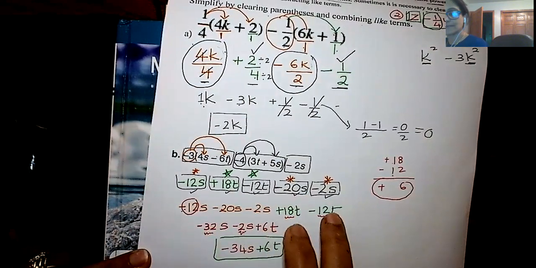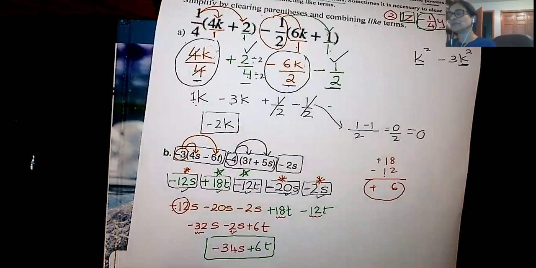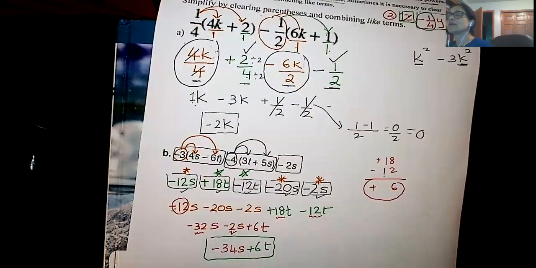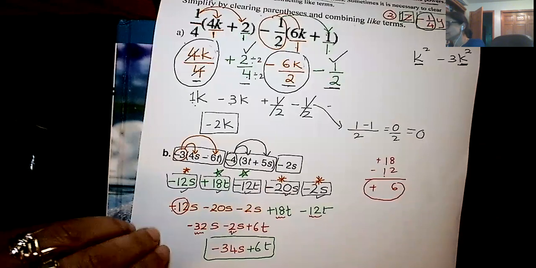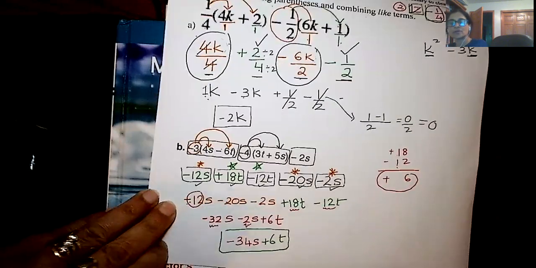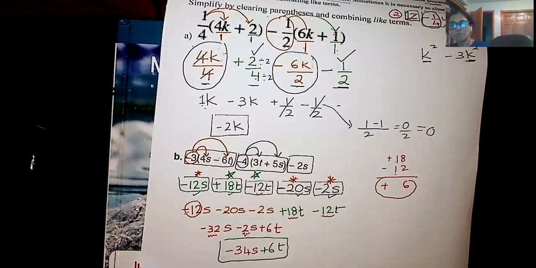Here, this is positive, it's negative. So you subtract and use the sign of the number with the highest absolute value. I hope this makes sense. Please watch. As you're watching, do the problems, take notes, come to class with questions, okay?